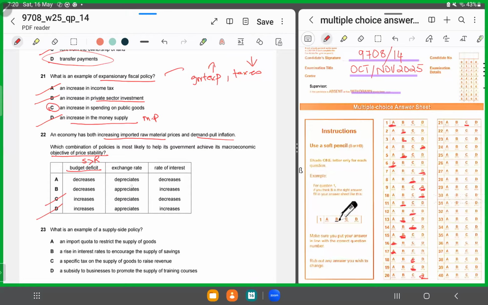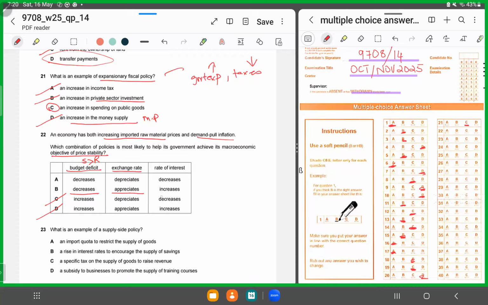What about the exchange rate? Now, since the price of raw materials is increasing, this means the exchange rate must appreciate or depreciate? Exchange rate must appreciate, right? Because you want the aggregate demand to fall, right? So if exchange rate appreciates, imports should get cheap. So looking at that, B is turning out to be the answer.